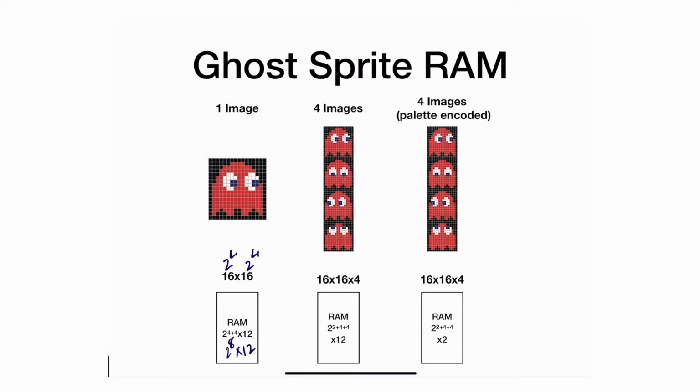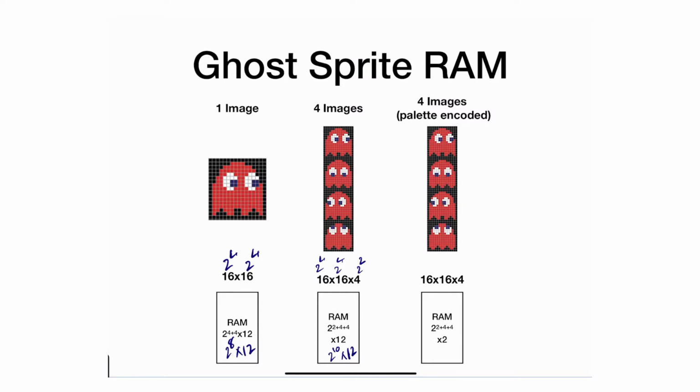That's the number of bits. If you multiply these two numbers, you get the number of bits to code this one image. However, what I have is a sprite sheet, and on that sprite sheet I have 4 images, so I also need to multiply by 4. That's 2 to the power 2, so technically I have 2 to the power 2 plus 4 plus 4, which is 2 to the power 10 times 12. This is exactly the same as the mouse sprite, but the ghost is just smaller.